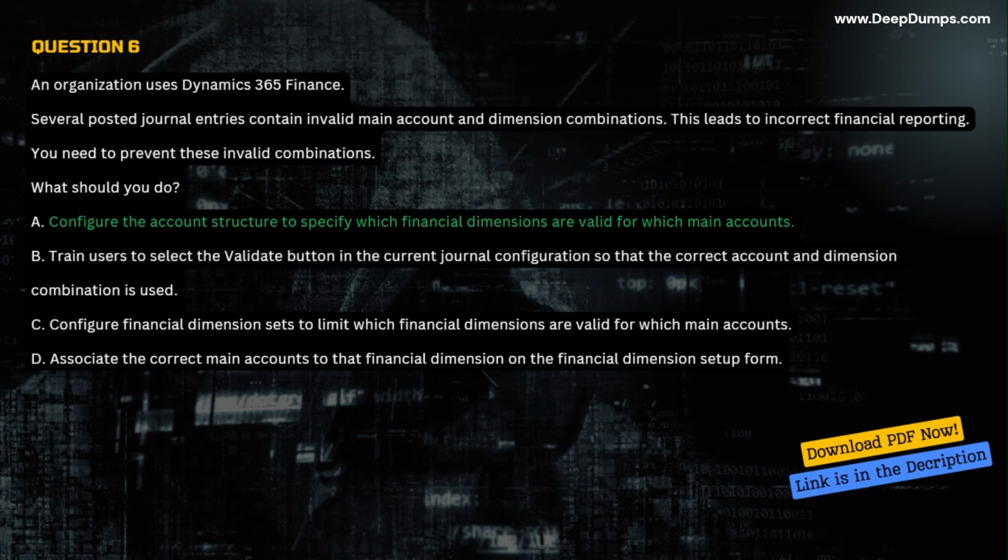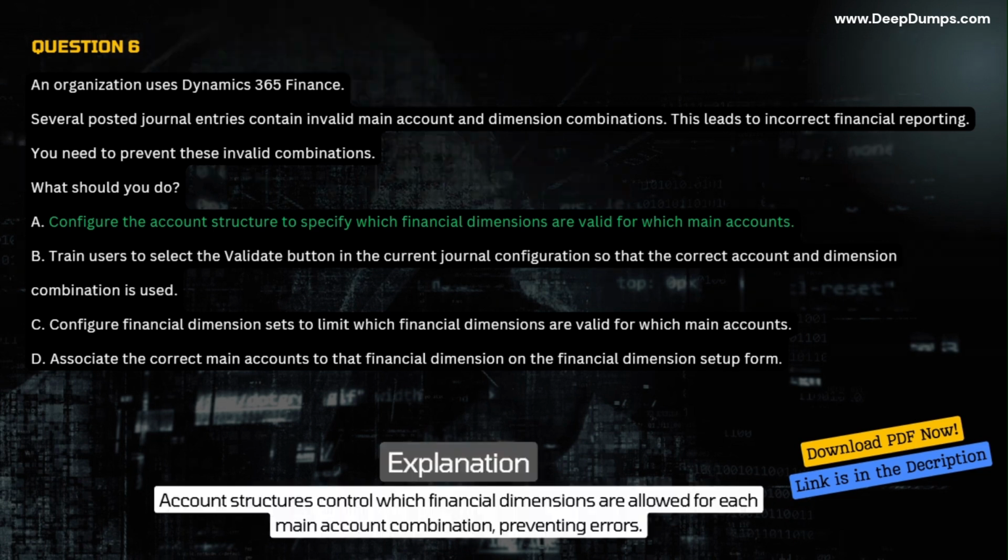Configure the account structure to specify which financial dimensions are valid for which main accounts. Explanation. Account structures control which financial dimensions are allowed for each main account combination, preventing errors.